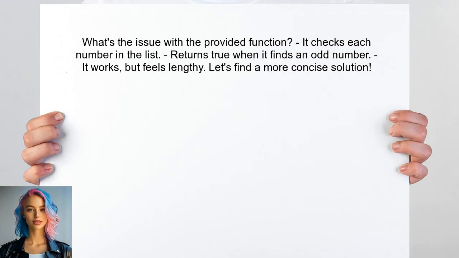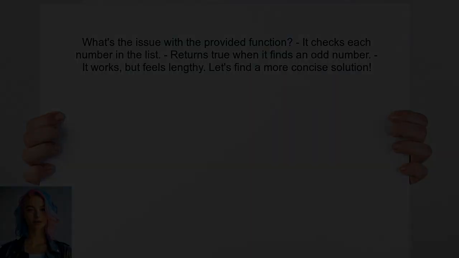So, what's the issue with the function they provided? The function checks each number in the list, returning true as soon as it finds an odd number. While it works, it can feel a bit lengthy. Let's see if we can find a more concise solution.